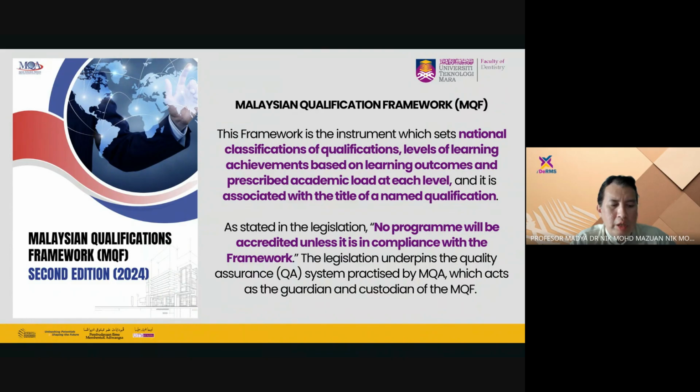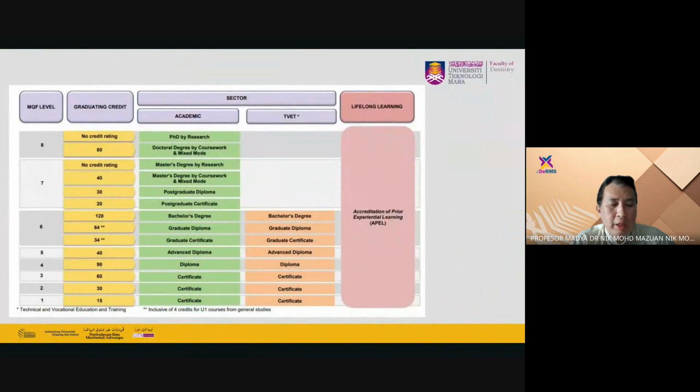So just to show you, the next one is the framework itself. For a university or any higher institution to produce a program, they have to achieve certain criteria. For example, if we want to produce a bachelor degree, we need to have 120 graduating credits, and that would allow us to call the program a bachelor degree.